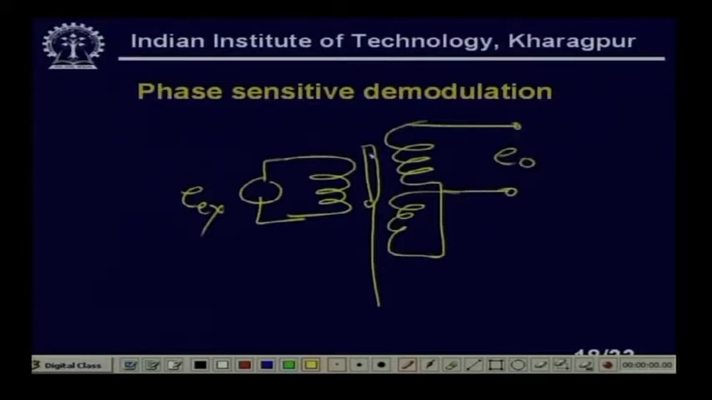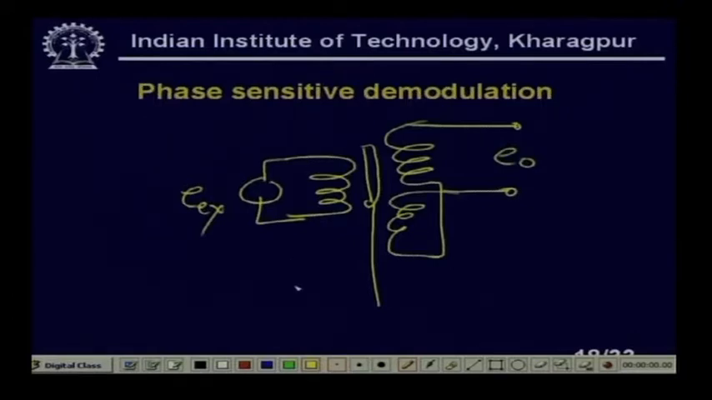If I move up, I will get some sinusoidal voltage, and if I move down, I will also get the same sinusoidal voltage. But how will I know whether it is lying above the mid position, the null position, or below the null position? For that reason I have to make the phase sensitive demodulation of the output.